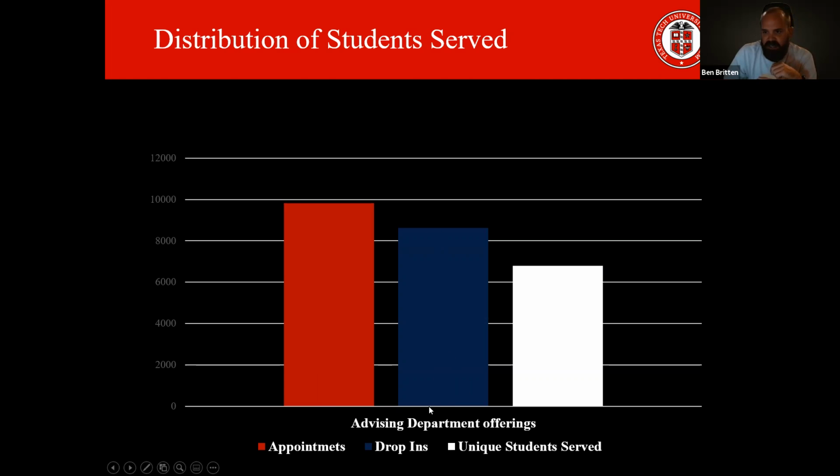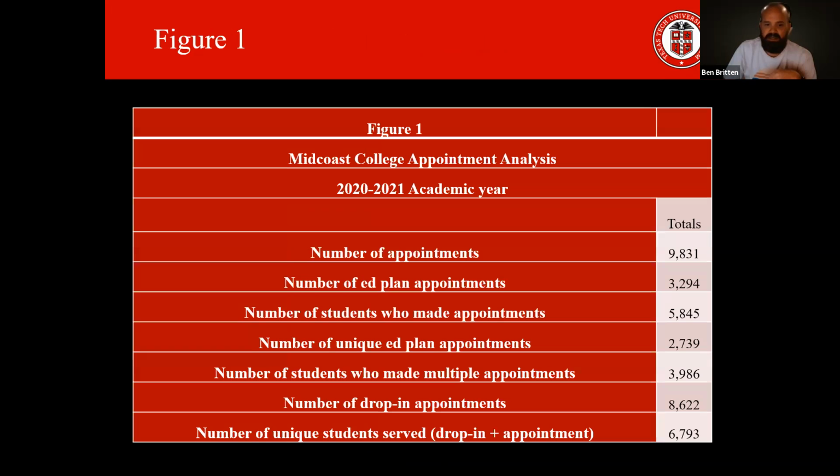Here's how many drop-ins came in. So this is how many drop-in appointments or drop-in contacts there were. And, okay, you would expect the red and the blue to add up and just kind of go bigger, right? Double up, that's how many students were served. But no, that's only 6,700 students served. So you had that many duplicates with all these contacts. So that's an issue. We need to look at how we're actually scheduling students and how we're offering our services to students to try and increase that number of unique student contacts.